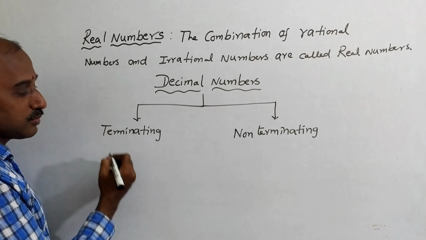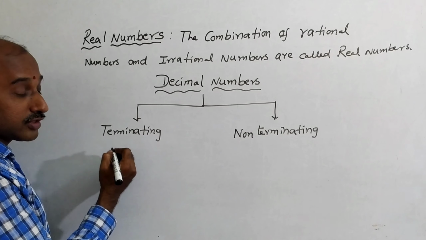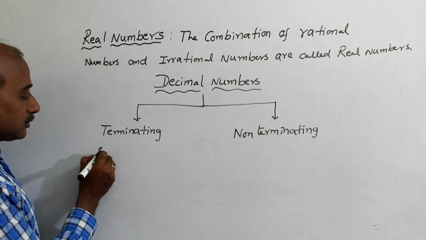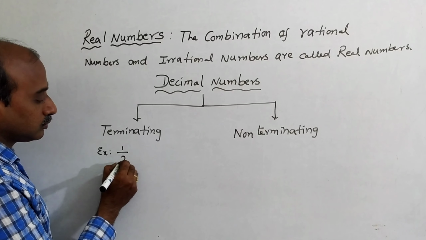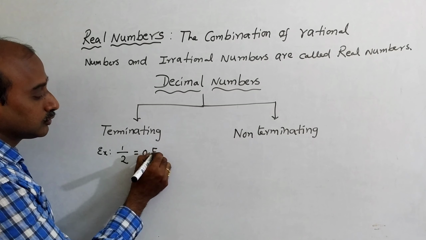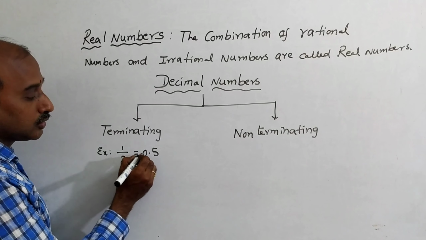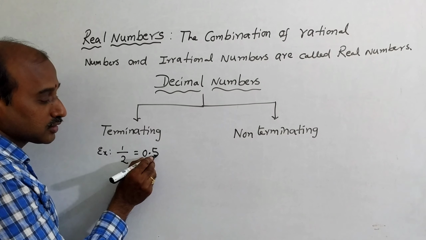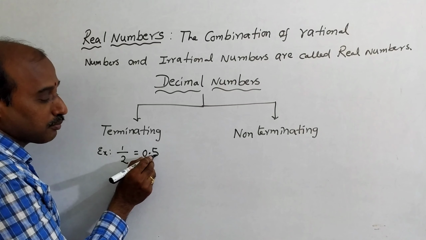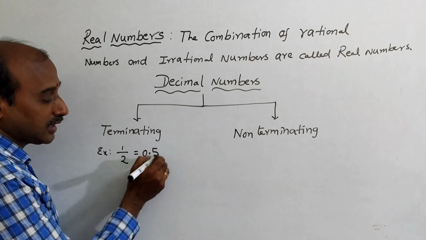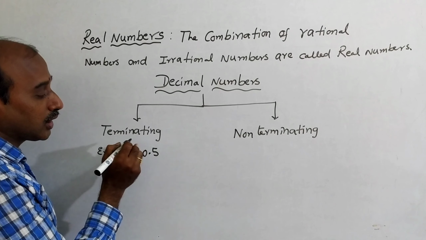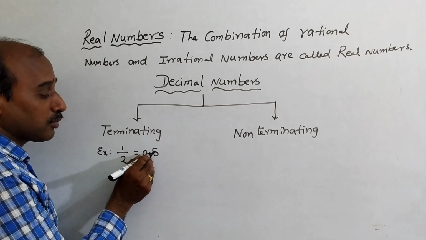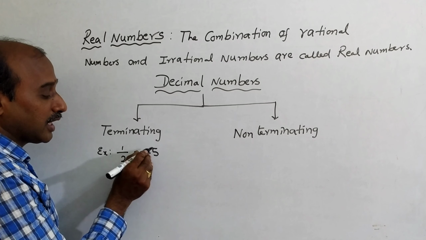Now, what is the terminating decimal? Terminating decimal means after the decimal point, the digits are finite, which are called terminating decimals. For example, you can take 1 by 2, 0.5. Here you can observe after the decimal point there is only one digit. So it is a finite number. We can count the number. It ends by 5. Therefore, simply you can understand the terminating decimals is nothing but after the decimal point the finite number of digits are there, then they are called terminating decimal.